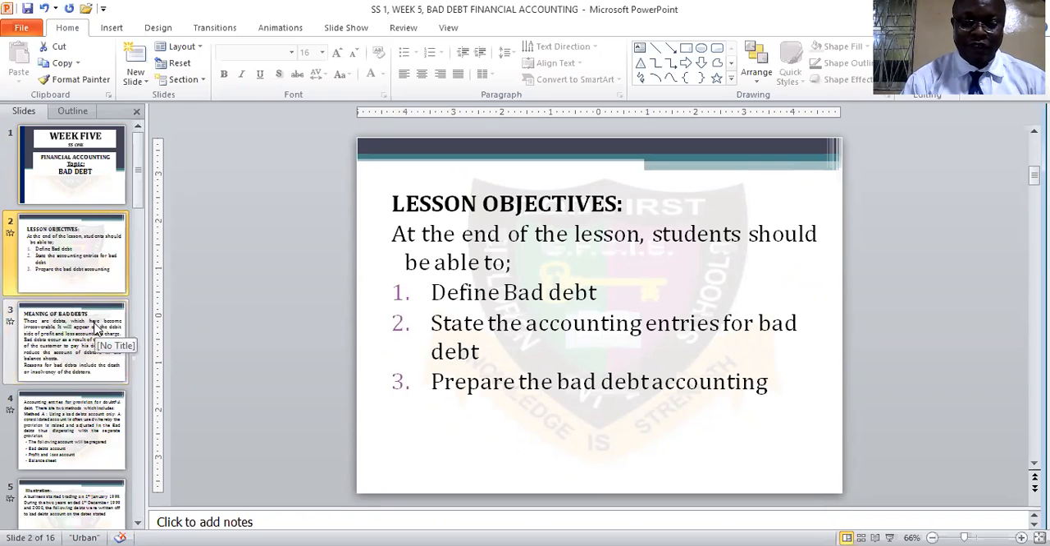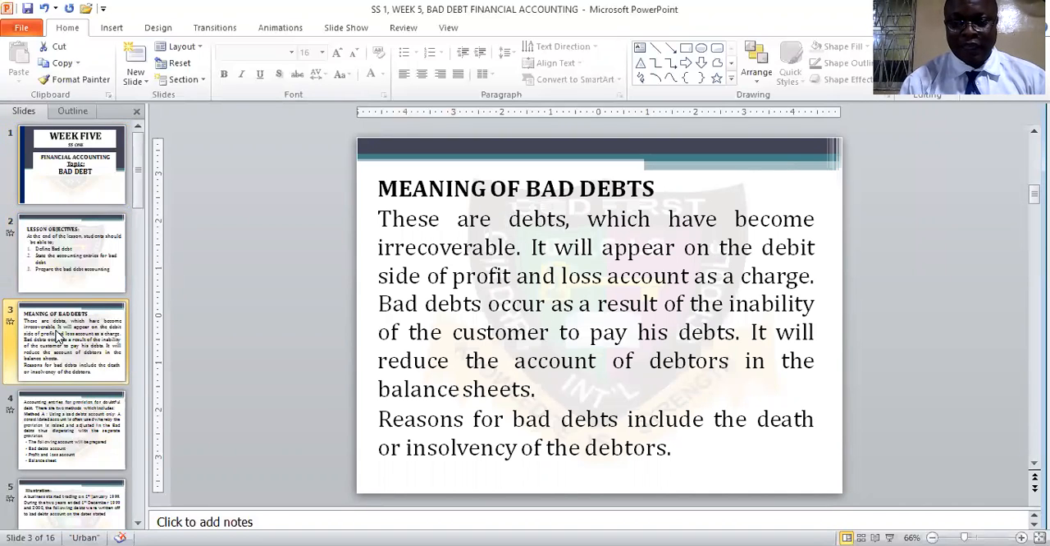Let us look at the definition of bad debts. Bad debts are debts which have become irrecoverable, a debt that can never be recovered. This bad debt will appear on the debit side of the profit and loss account because it's an irrecoverable debt. These are the debts that we cannot recover from our debtors, and bad debt occurs as a result of the inability of the customer to pay his debts.